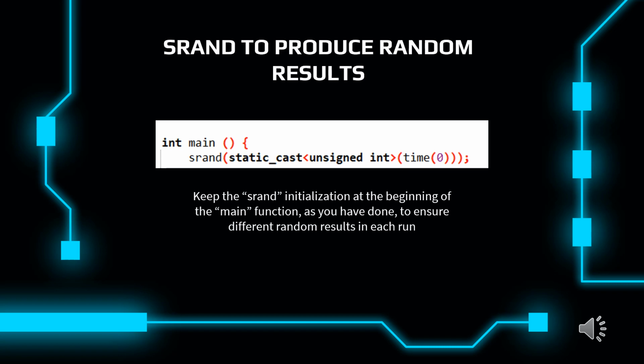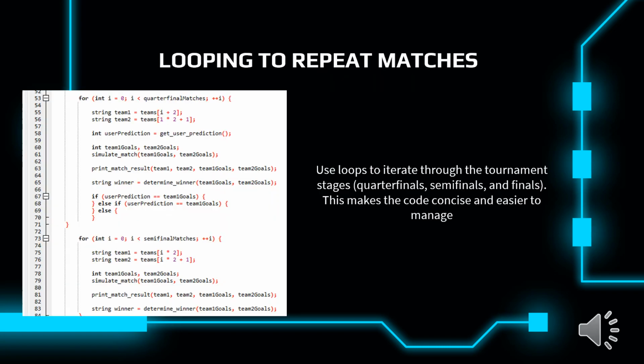To simulate the actual match outcomes, I use random numbers to determine the results. This can be done by creating a function to simulate a match between two teams and returning the winner, and then using this function in a loop to simulate the matches for each stage of the tournament. Using loops to iterate through tournament stages, quarter-finals, semi-finals, and finals makes the code concise and easier to manage by reducing redundancy and making the structure more scalable.